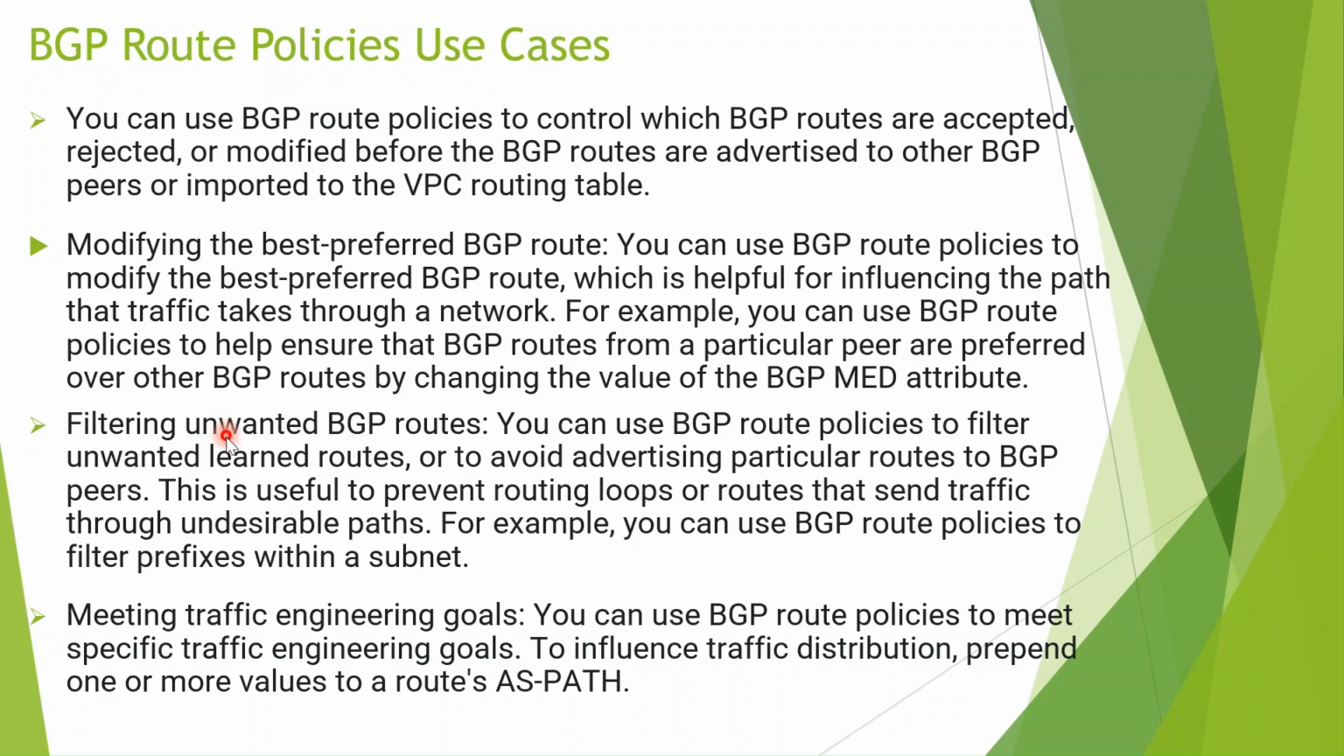We can also filter unwanted paths. We can use BGP route policies to filter prefixes within a subnet, or if you have some routes which you want to drop, that is also an option. And we can even meet traffic engineering goals. We can use BGP route policies to influence traffic distribution, like prepending one or more values to a router's AS path. We know the AS path: each router has an AS path. If you create a Cloud Router, you have to give an ASN number.